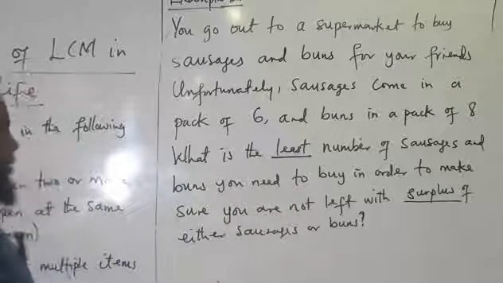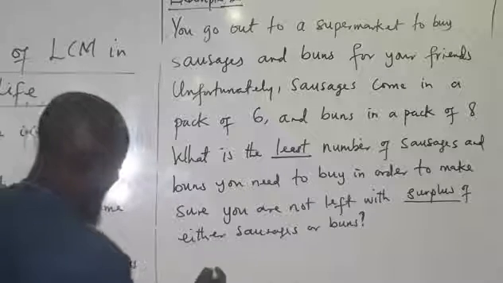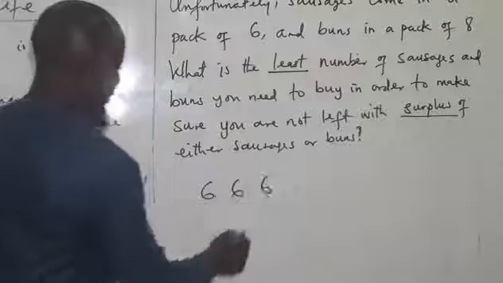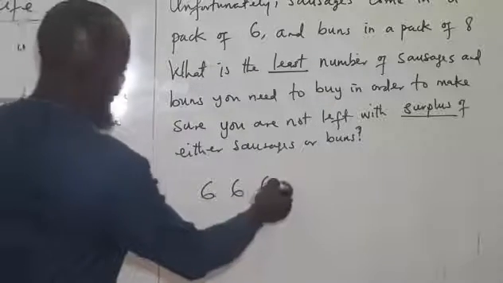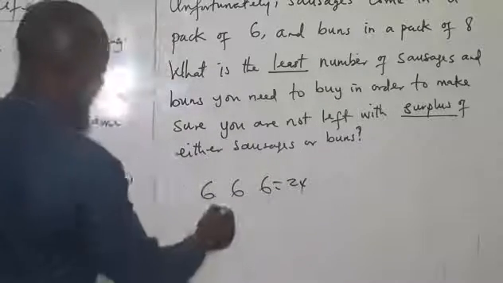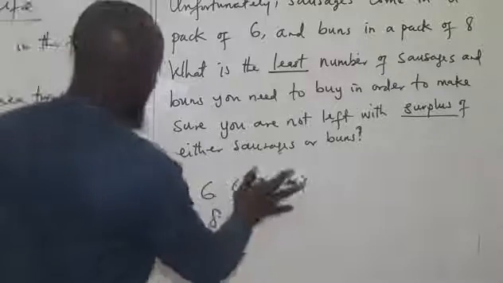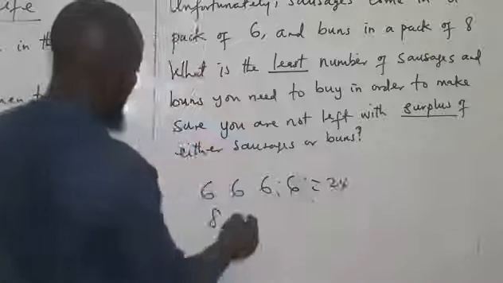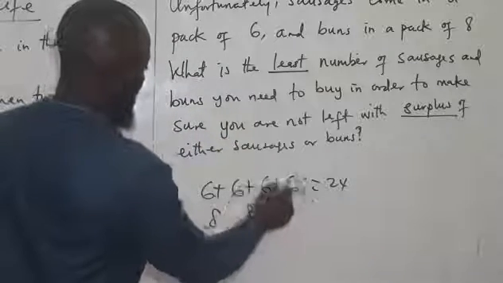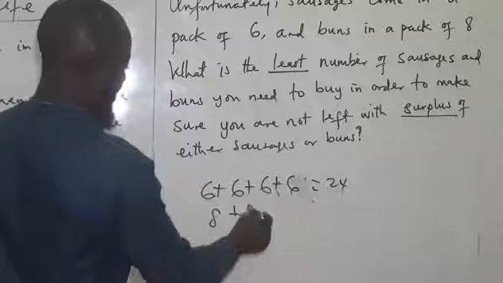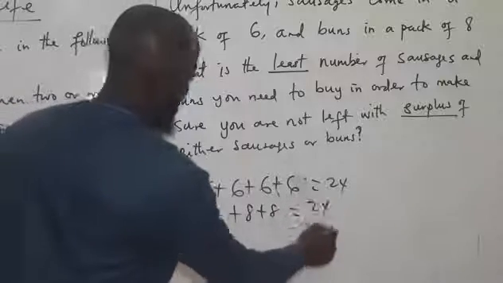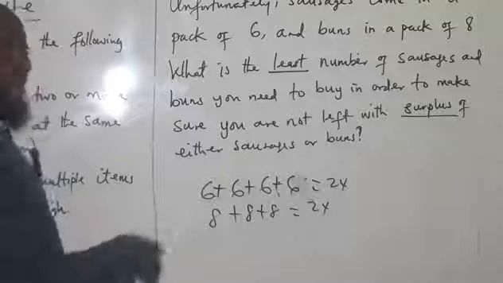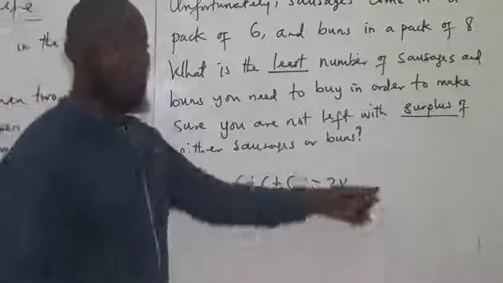So in that case, if we have 6, another 6, second pack, another 6, third pack. So this will give what? 18. We have another 6. This gives you 24. You have 8 plus 8. This is 16 plus another 8. That gives you 24. So if you continue like that, the least, the minimum one, we are still going to get a point whereby they will be equal again.